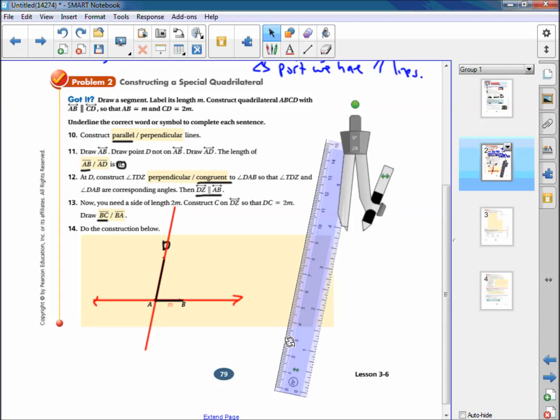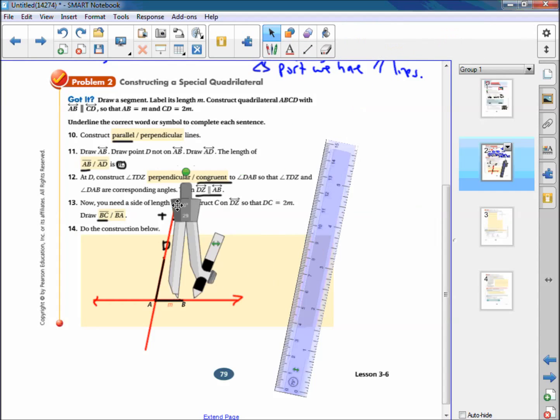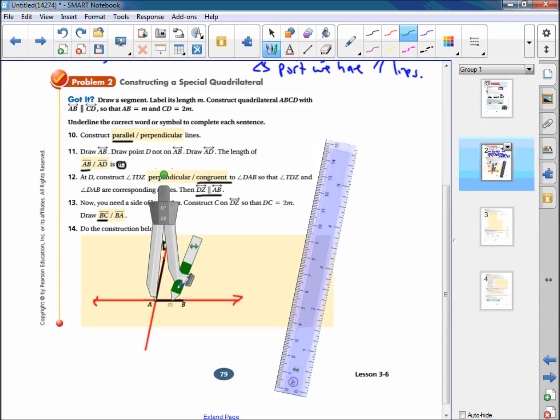Now we need to construct a congruent angle. We want the angle DAB to be the same as some angle up here. So construct angle TDZ. We'll put T right here, and then we need to make Z out there somewhere so that when I connect them, it'll make parallel lines. All I have to do is get congruent angles. So I'll take my compass and mark how we're going to make congruent angles, and we'll do the construction in green. First we'll mark this angle.